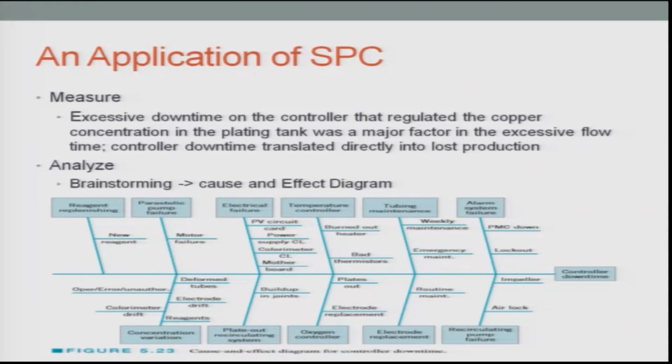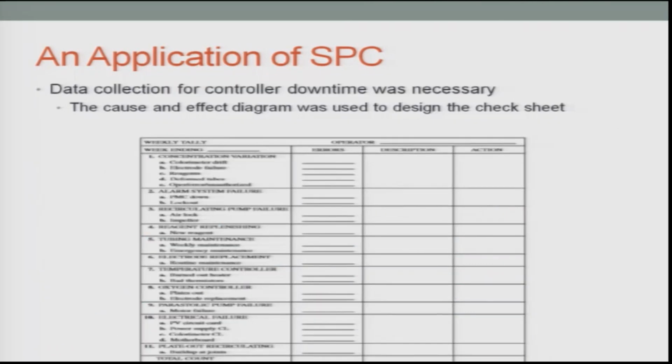Excessive downtime on the controller that regulated the copper concentration in the plating tank was a major factor in the excessive flow time. Controller downtime translated directly into lost production. So, you will analyze, brainstorm, find out the cause and effect diagrams, and take actions accordingly. This is a little bit cluttered, but here the cause and effect diagram for the controller downtime is analyzed, where on the upper part of the diagram you have reagent replenishing, paratronic pump failure, electrical failure, and all these things are analyzed, and how and where the problem occurred is dealt with in depth.